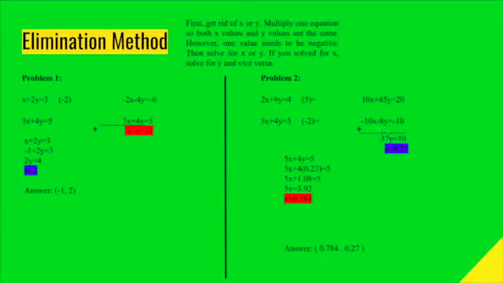20 plus negative 10 equals 10. 45y minus 8y is 37y, and 10x and negative 10x cancel out. 37y equals 10, and then we simplify that to y equals 0.27. Then we're going to take our second equation, and we're going to put 0.27 in for y. After we simplify, we get 0.784 for x. So our answer is 0.784, 0.27.